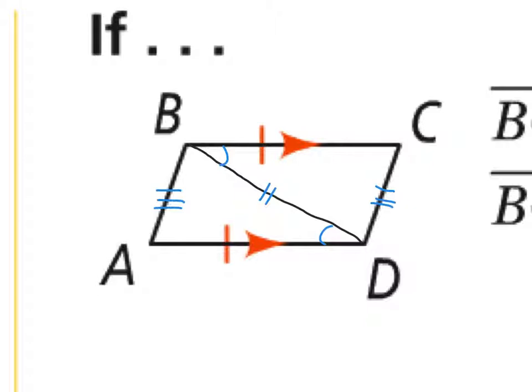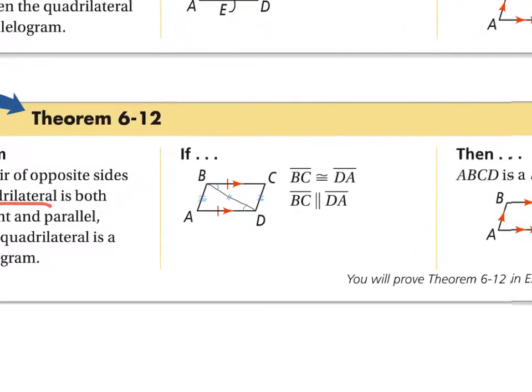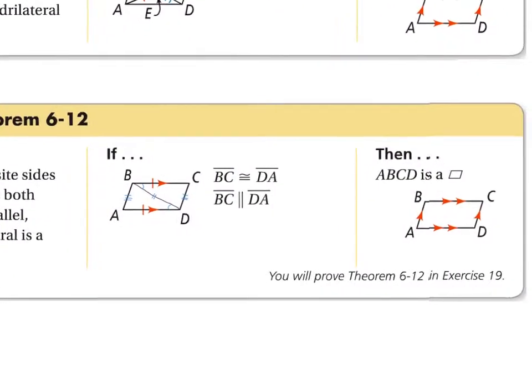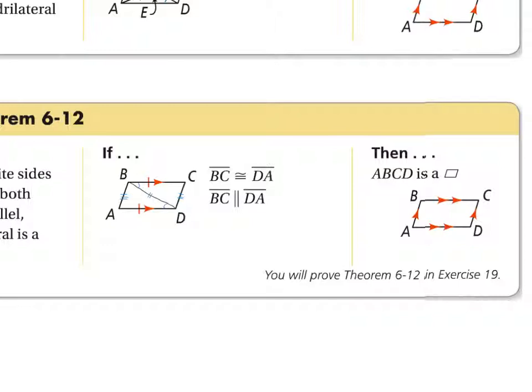Okay, so that's how this theorem is able to get us there. All right, again, it's a shortcut. It's one of those handy things that if we have one set of parallel sides and that set happens to also be congruent, then we can say we have a parallelogram.